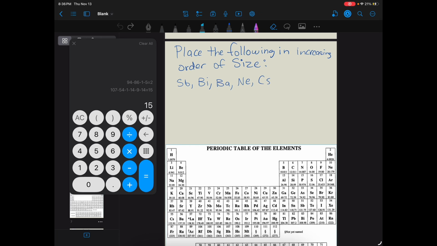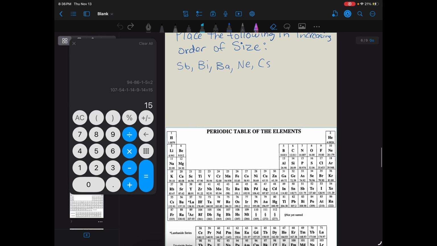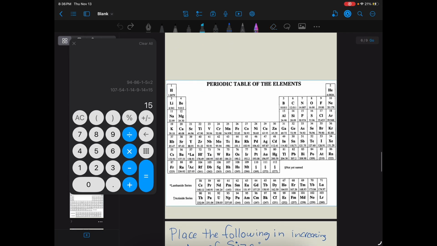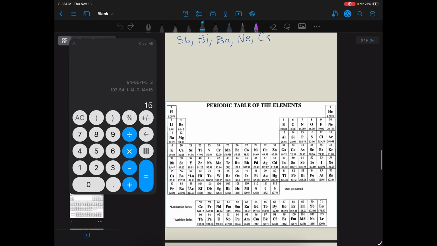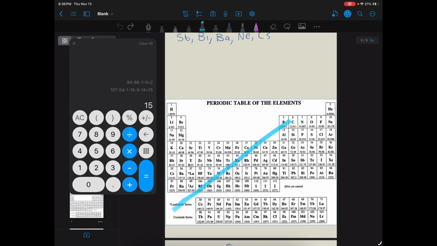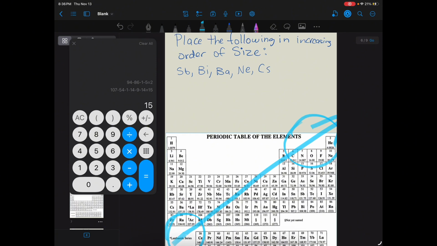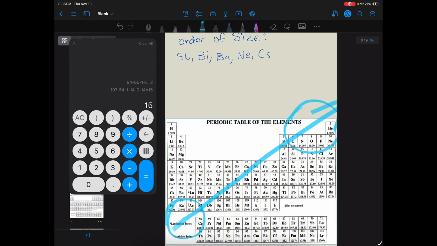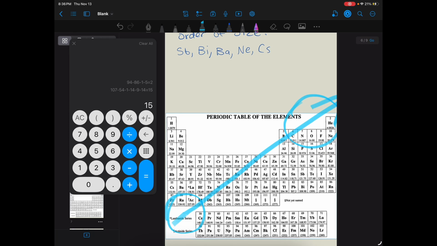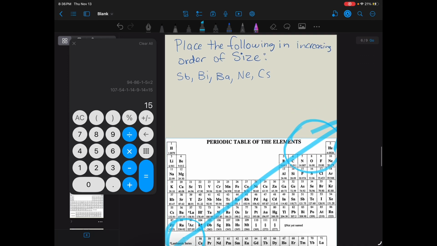Okay, for this next problem, we are asked to place the following elements in increasing order of size. Okay, so the general rule for this is that whenever we have a periodic table like this, the trend goes upwards like this, with the largest elements being down here and the smallest elements being up here. This is the general trend, of course, so not every single element applies to it, but for our test, the general trend will be the only one that's applied.